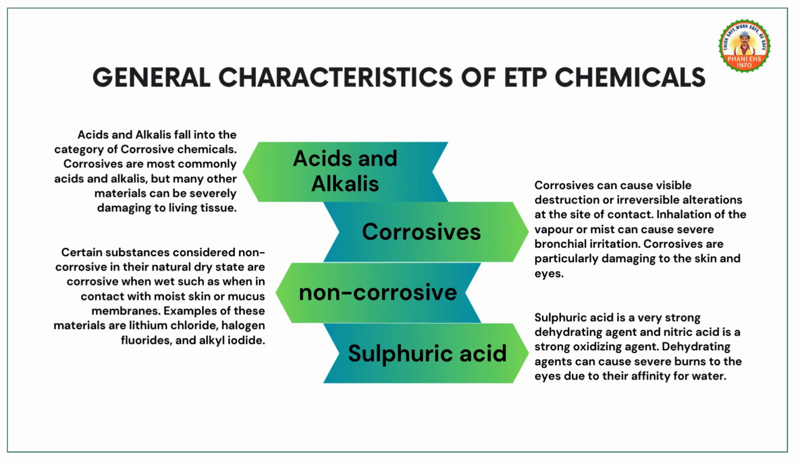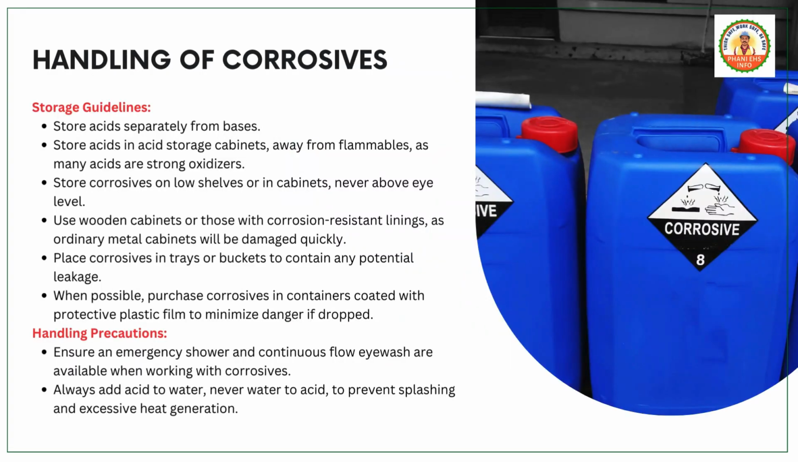Sulfuric acid is a very strong dehydrating agent and nitric acid is a strong oxidizing agent. Dehydrating agents can cause severe burns to the eyes due to their affinity for water. Use and storage of corrosives. Always store acids separately from bases. Also, store acids in acid storage cabinets away from flammables, since many acids are also strong oxidizers.